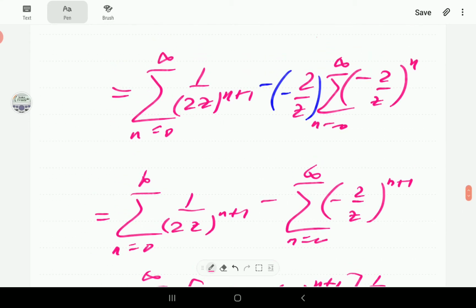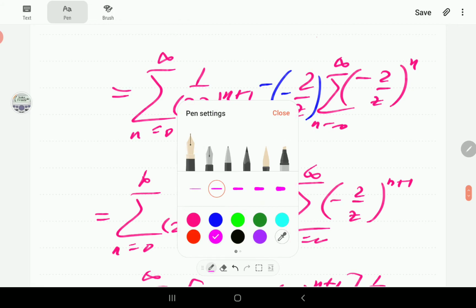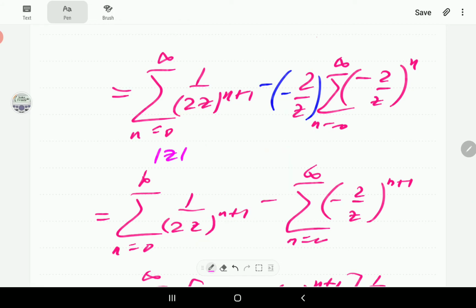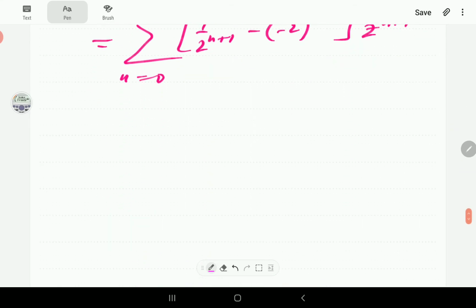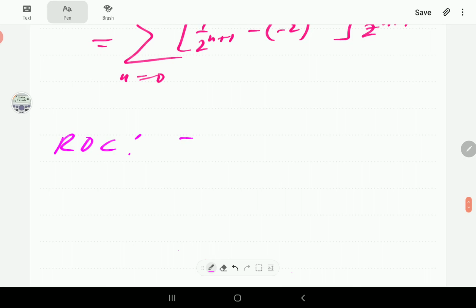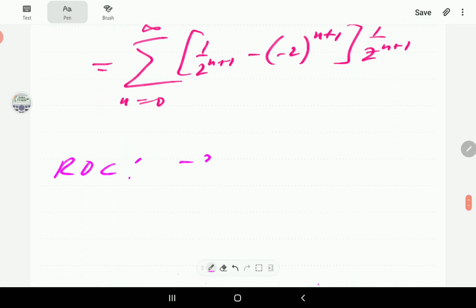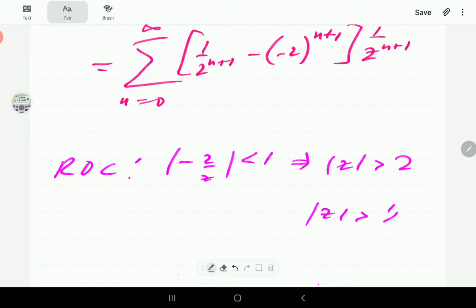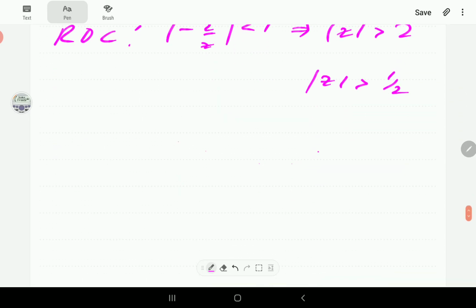So earlier we established that the radius of convergence for this one is mod z is greater than 1/2. So we need to work the convergence region for that one. It's going to be the magnitude of negative 2 over z is less than 1. So if we bring z to the right hand side, this is going to be magnitude of z is greater than 2. Now, magnitude of z is greater than 2. Magnitude of z is greater than half.